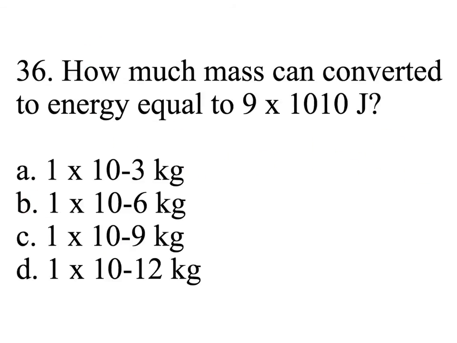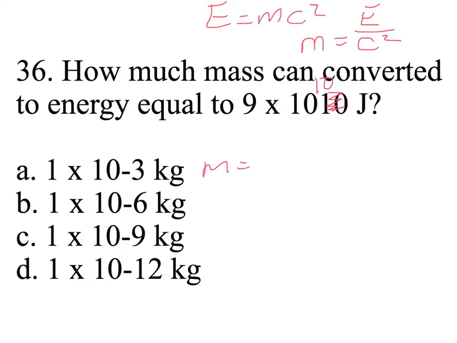How much mass can be converted to energy equivalent to 9 times 10 to the 10th joules? So we know the equation E equals mc squared. We're going to rewrite it in a little more convenient form for this equation. M is equal to E over c squared. So now we can solve for M. M is equal to the energy, 9 times 10 to the 10th joules, divided by 3 times 10 to the 8th meters per second. That's the speed of light. Square that.